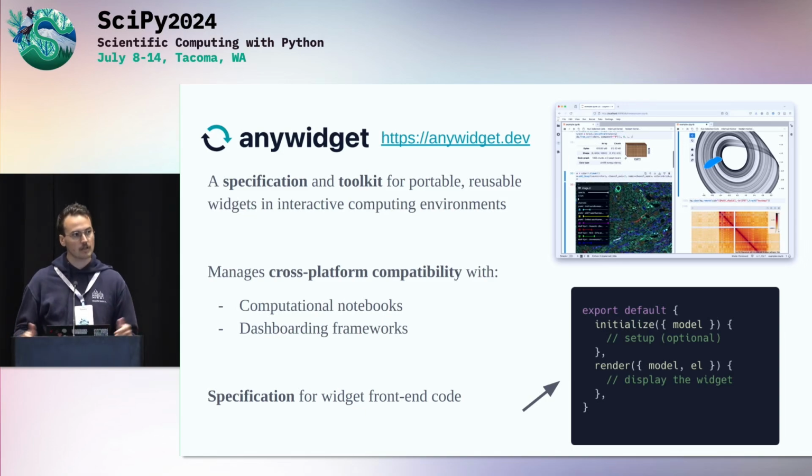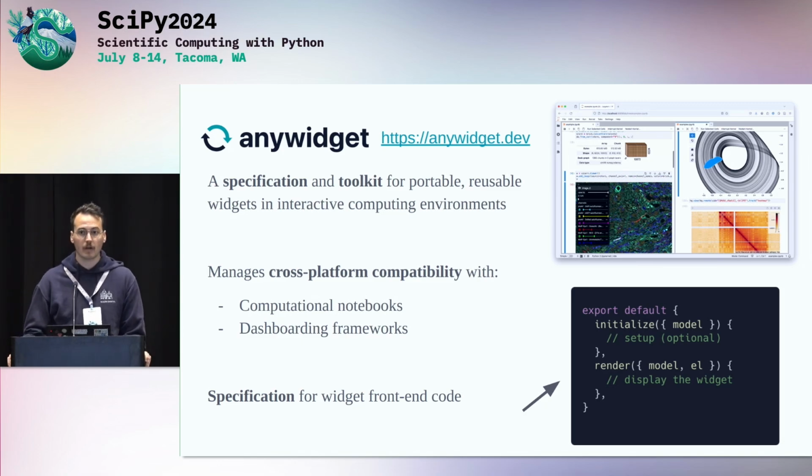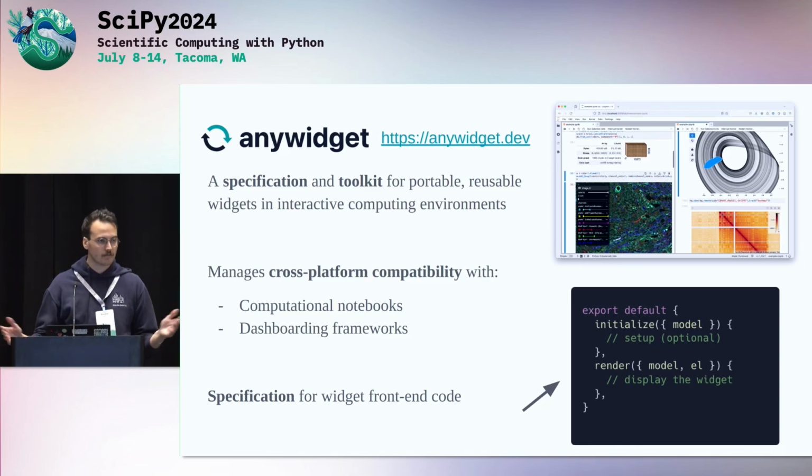And so AnyWidget defines this specification and also manages cross-platform compatibility in computational notebook environments like Jupyter Notebooks, JupyterLab, Google Colab, and VS Code. And then also many different dashboarding frameworks have support for Jupyter widgets as well. So things like Panel, Shiny for Python, and Solara all work with AnyWidgets as well.